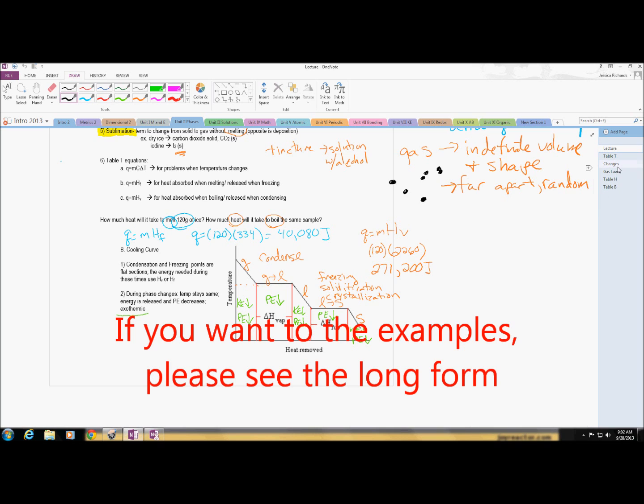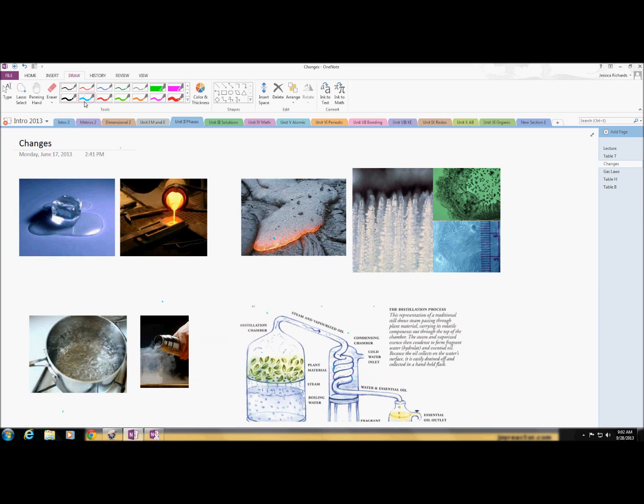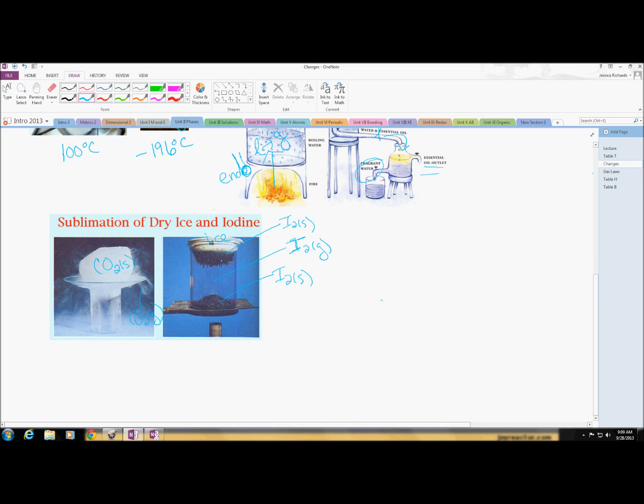All right, let's take a look at some examples of phase changes. So we have over here solid ice turning into liquid water. That should wrap up part 1 of Unit 2 phases. Next lecture, we'll be talking specifically about gases.